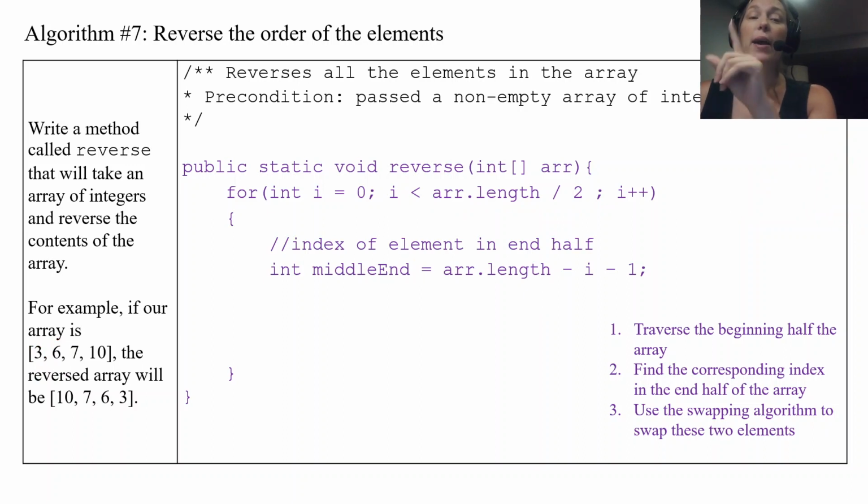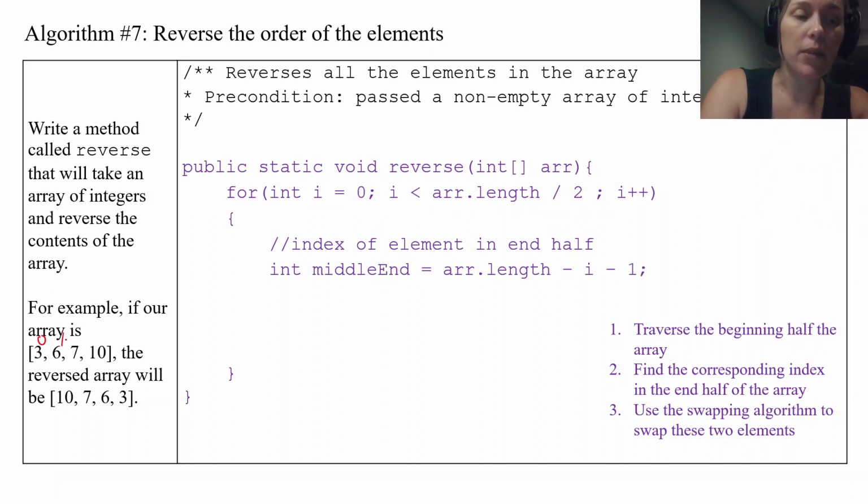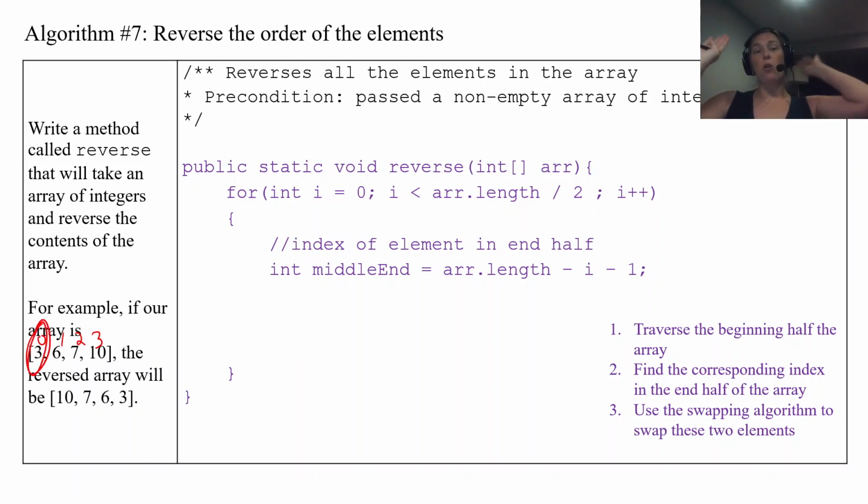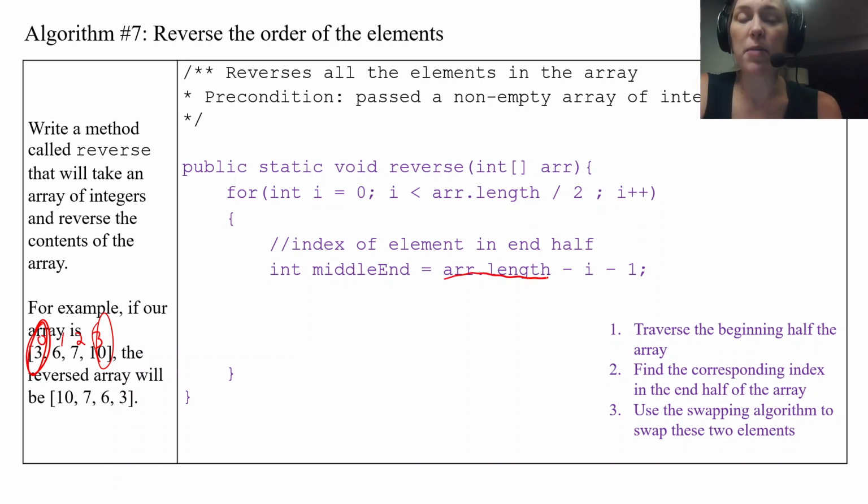Next, I have index 0, 1, 2, 3. If I look over at my example here, I have index 0, that's I equals 0. Now I want to find the corresponding element in the end half, which when I is 0, I want the last index. So to find the element at the end half, I'm going to have a new variable called middle end. I don't know why I called it that, but that's what it is. It takes the length of the array, takes the last index, which is the length minus 1. So if my array length is 4, my last index is 3, and then I subtract I in here.